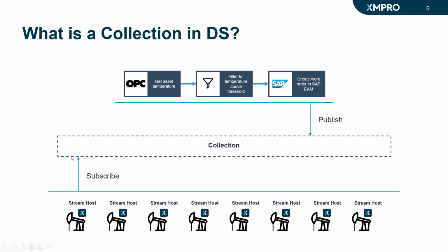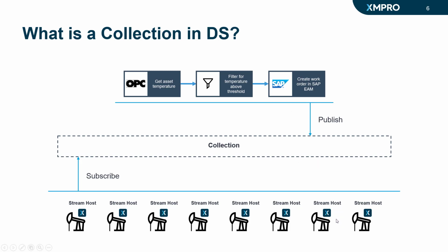That is where collections come in. A collection is a container which sits in the middle and allows you to publish your use cases onto the collection, and on the other side, your stream hosts register or subscribe to that collection. That way, your use case doesn't need to be deployed individually to each stream host or each asset. It only needs to be published or deployed on a collection, while the stream hosts connect to that collection and will just run whatever they are supposed to run as per your use case and collection mapping.